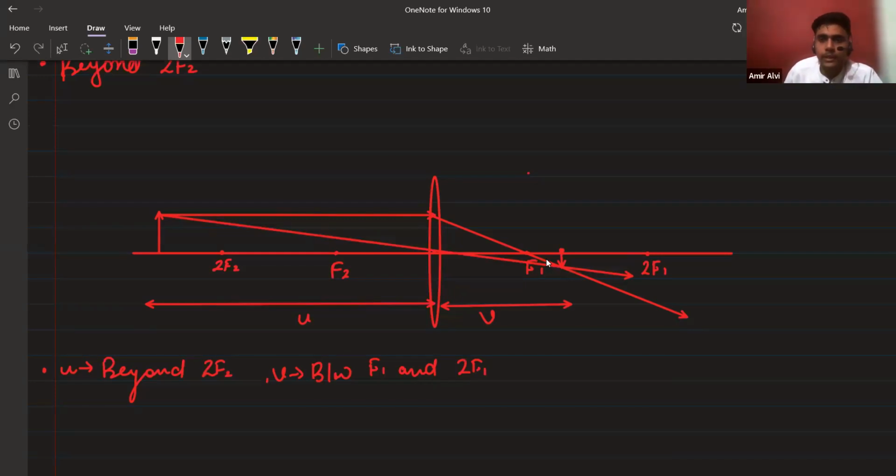Clear? Shweta, dear, you can unmute yourself for a while. Is that clear?